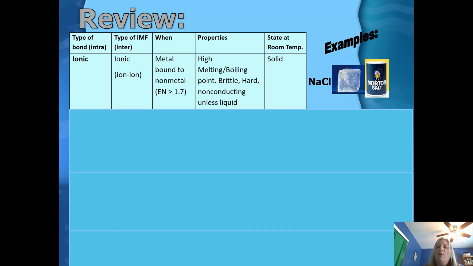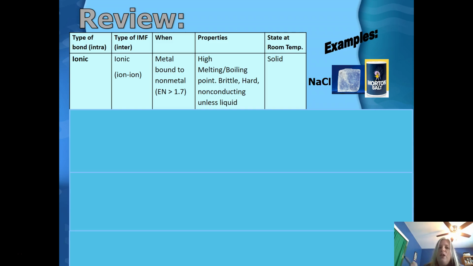The first one I want to talk about is ionic. So remember in our last unit we talked about ionic bonds. Those are the intramolecular force, but they're also called ionic when we're talking about the between-molecule forces. They're also called ion-ion forces, but we're going to call them ionic.